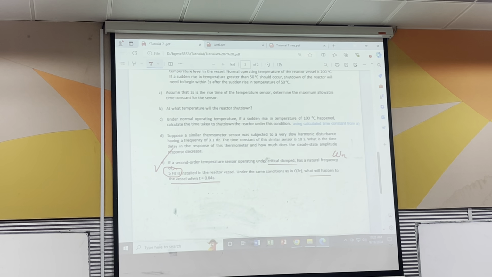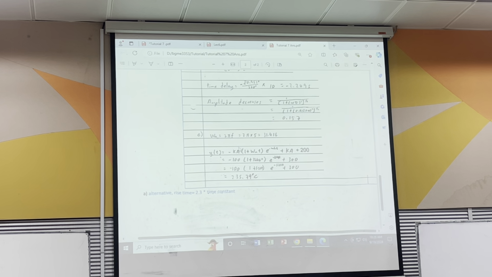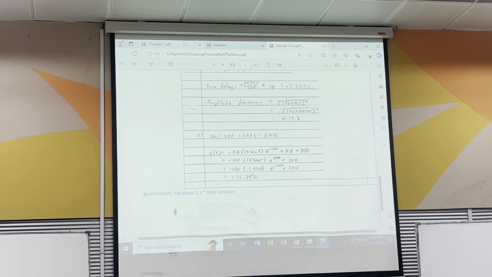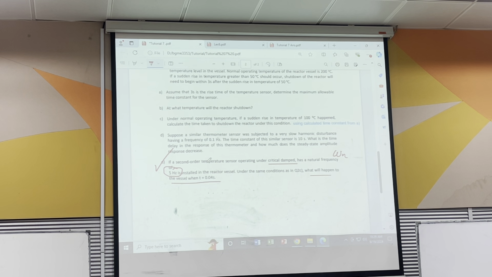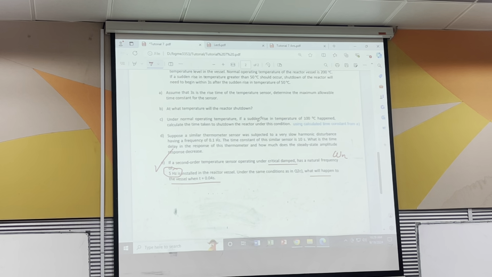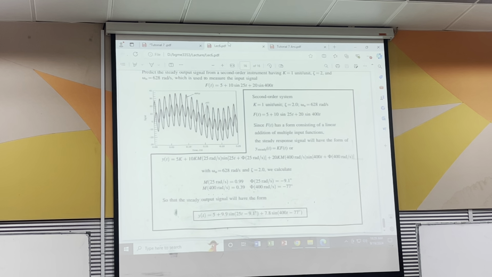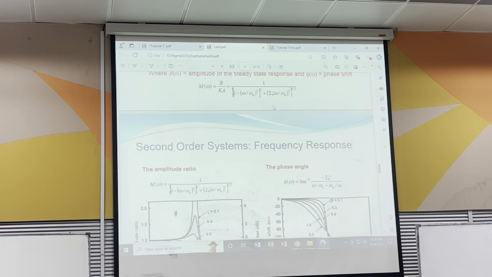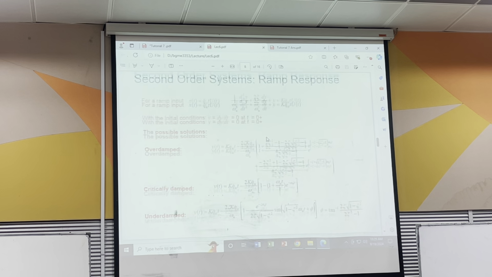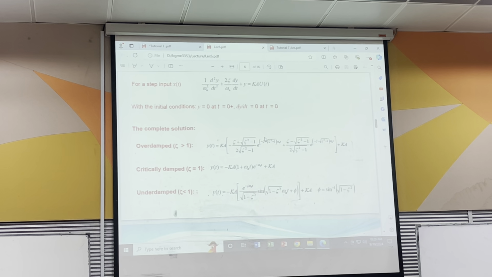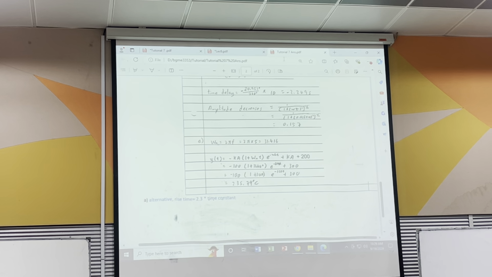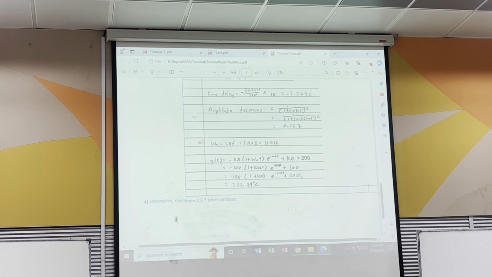So for second order critical damping, for the output, which formula should you refer to? Refer to critical damping. Okay, we know that for critical damping the output is this one, right? So omega n, you are already given that. Okay, so no issue. So how about this plus 300?